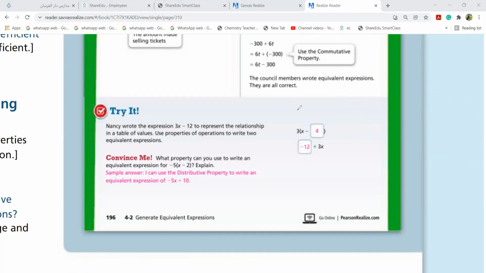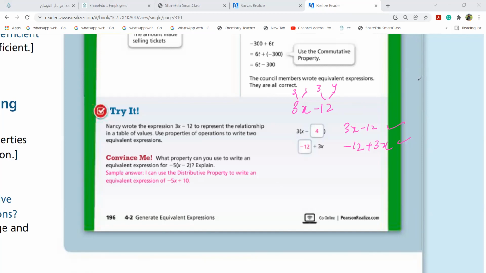That's why, just write down before this: 3 is 3 times 1 and 12 is 3 times 4. 3 is out, so x minus 4. And 3x minus 12 is the same as minus 12 plus 3x. This is the distributive and this is the commutative property. Girls, do you know that 2 plus 1 equals 1 plus 2? Do you agree to that?